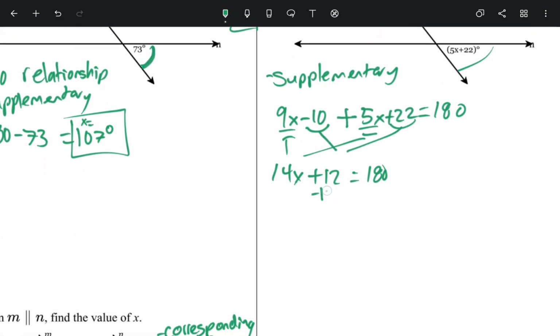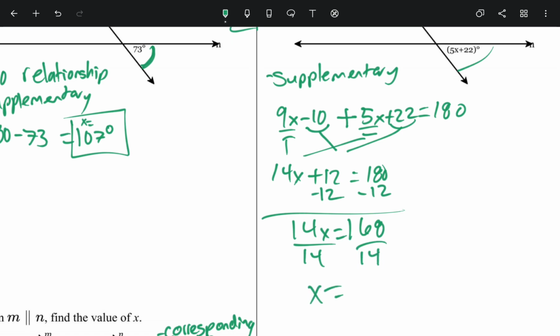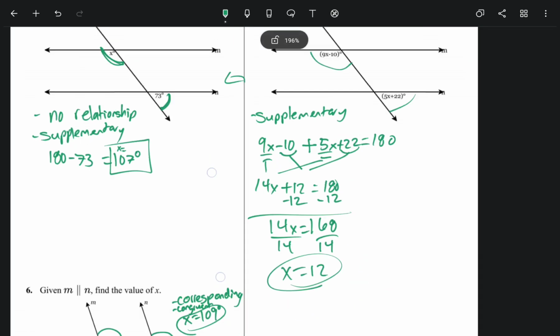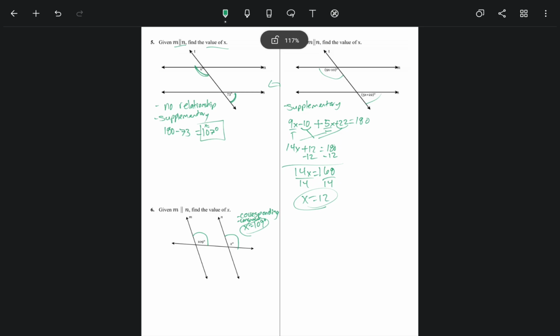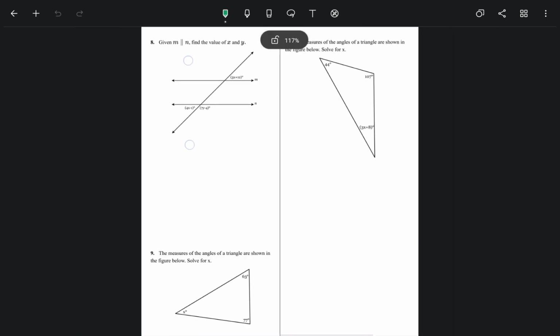Now subtract 12 from both sides. We get 14x equals 168. Divide both sides by 14. We get x equals 12. And we are done with that.